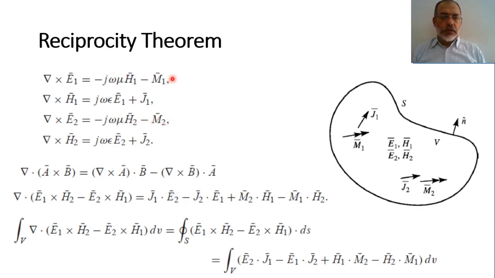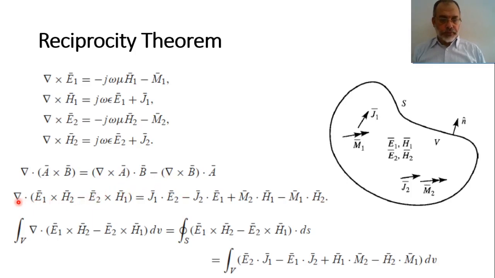And let us remember that the first one was minus j omega mu H1 dot H2 minus M1 dot H2. So by subtracting this term from this term, the term minus j omega mu H1 dot H2 would be subtracted from minus j omega mu H2 dot H1. And the remaining part here would be minus M1 dot H2, minus minus would be plus M2 dot H1. So M2 dot H1 minus M1 dot H2.